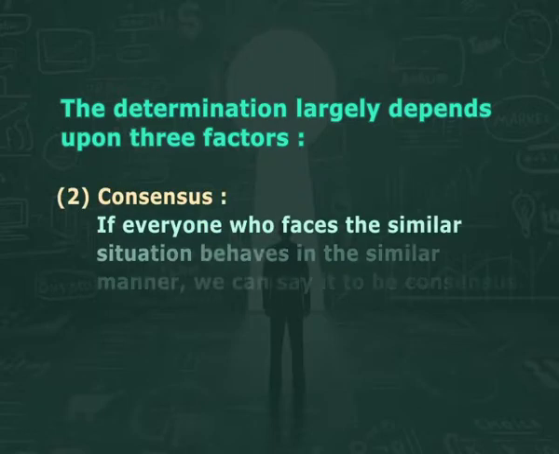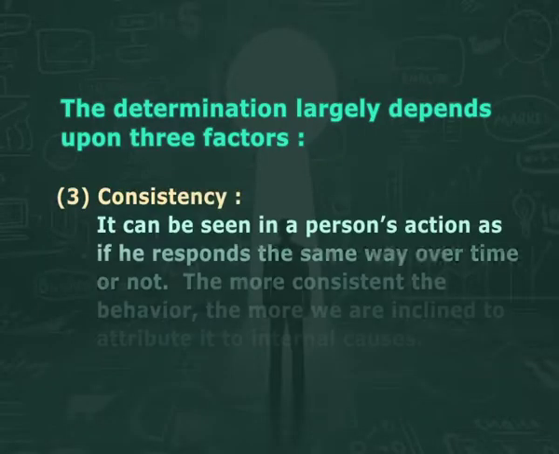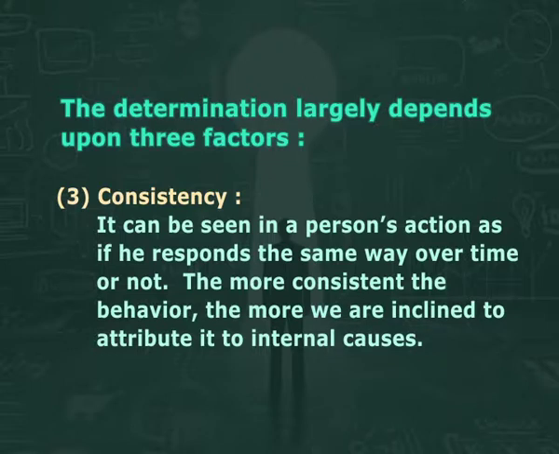Second, consensus. If everyone who faces a similar situation behaves in a similar manner, we can say it to be consensus. For example, if all students asked to reach on time face the constraint of rain on the way to be late, then their estimated time, however, every one of them reaches at different times before the deadline. Third, consistency. It can be seen in a person's action as if he responds the same way over time or not. The more consistent the behavior, the more we are inclined to attribute it to internal causes.